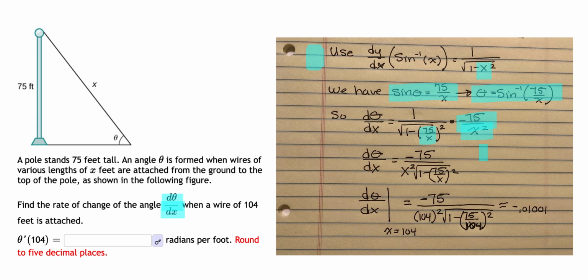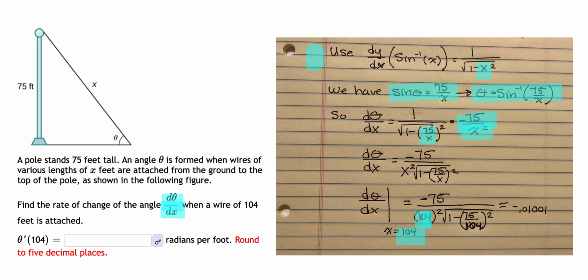Now, when we clean it up and I multiply across the top and across the bottom, I get that the derivative of theta with respect to x is negative 75 over, and then in the denominator, I have x squared times the square root of 1 minus 75 over x quantity squared. Now I just have to evaluate that at 104.